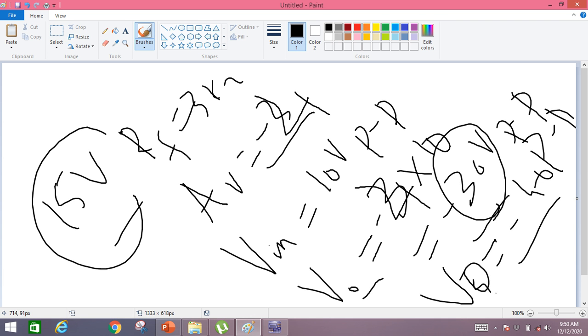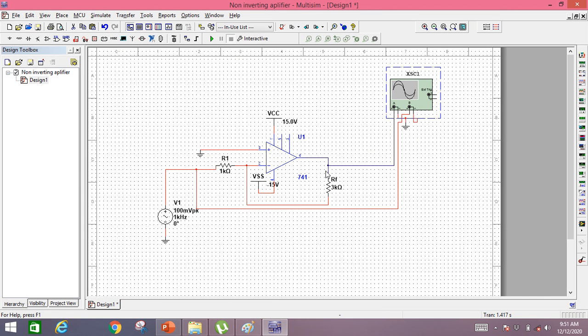So this was all about the inverting voltage amplifier using the op-amp. We can design the inverting or non-inverting voltage amplifier using op-amps and a negative feedback. Whenever we design the non-inverting amplifier, we will apply the input signal to the non-inverting terminal. This 3 indicates the non-inverting terminal, whereas this 2 indicates the inverting terminal.